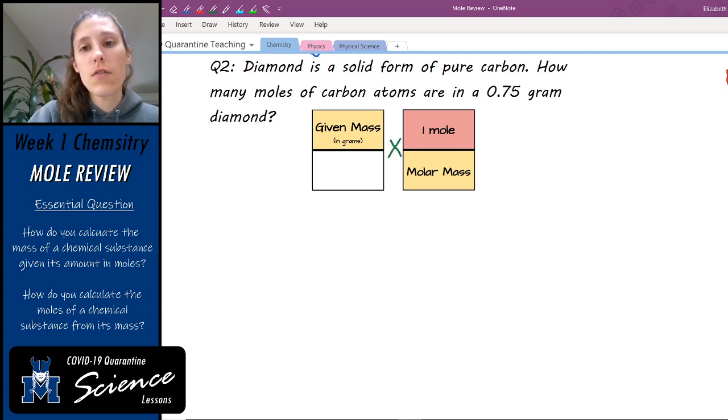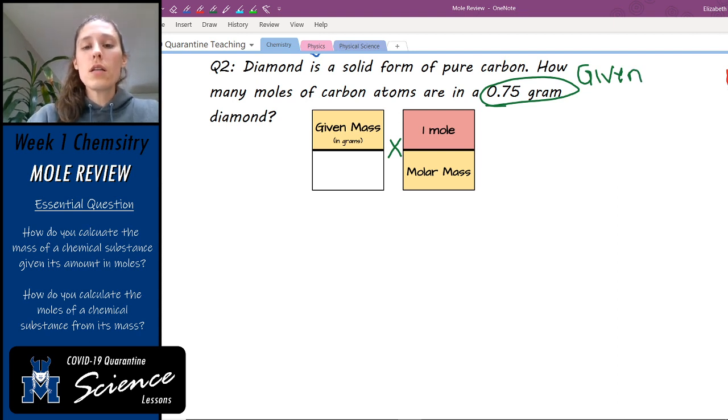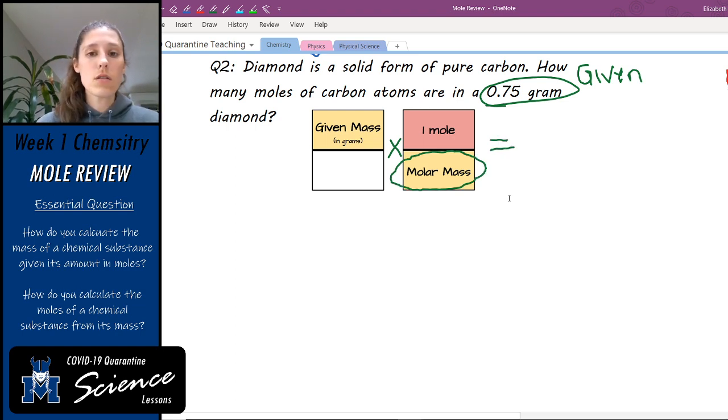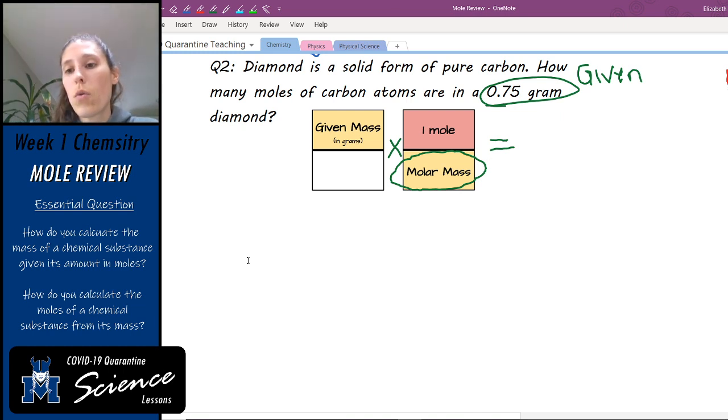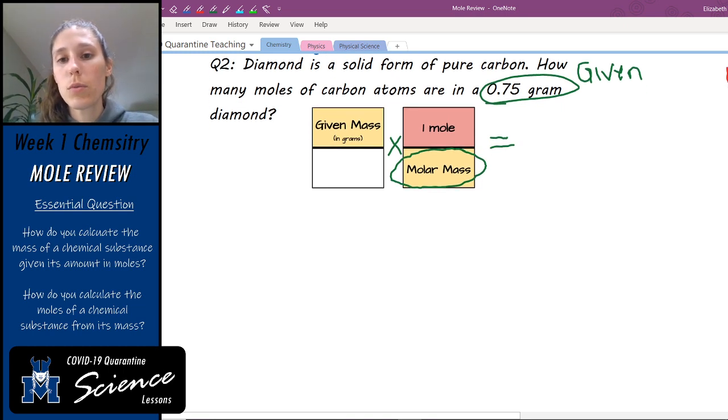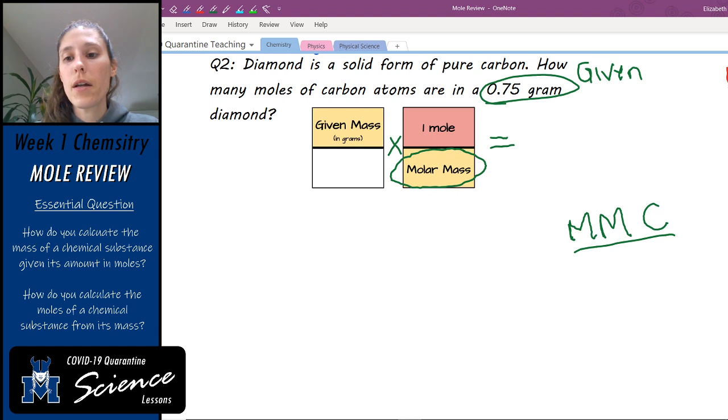So we're going to take the given mass, which we have right here. This is our given, and it's in grams, so we know it's mass. But we're going to need to divide by the molar mass, so we need to do a side calculation again. However, this time it's just carbon. And we know from the periodic table that the molar mass of carbon, straight off the periodic table, is 12.01 grams per mole.